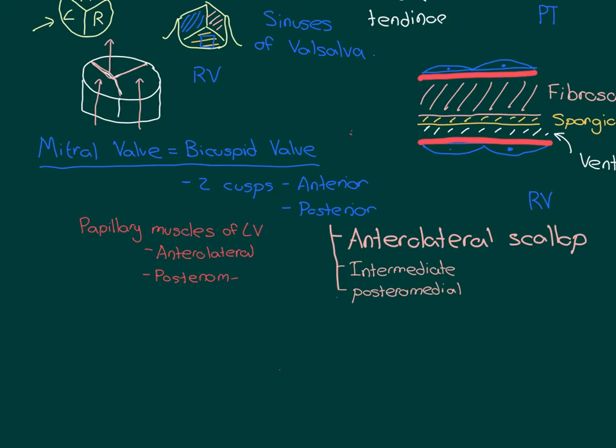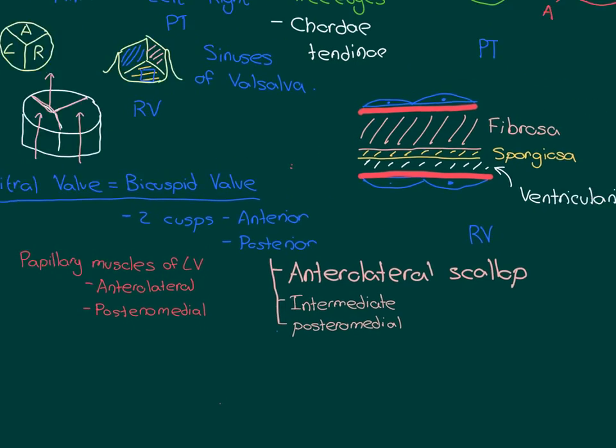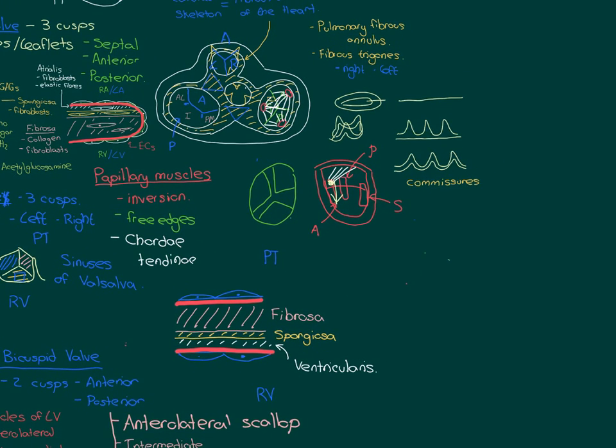So the other one is called the posteromedial papillary muscle. So it's exactly like this picture up here, but now we're talking about the left ventricle instead, and you're only going to have two this time. So they're these extensions of the ventricular wall, and at the top they have these chordae tendineae going up and attaching to the free edges of the valve cusps.